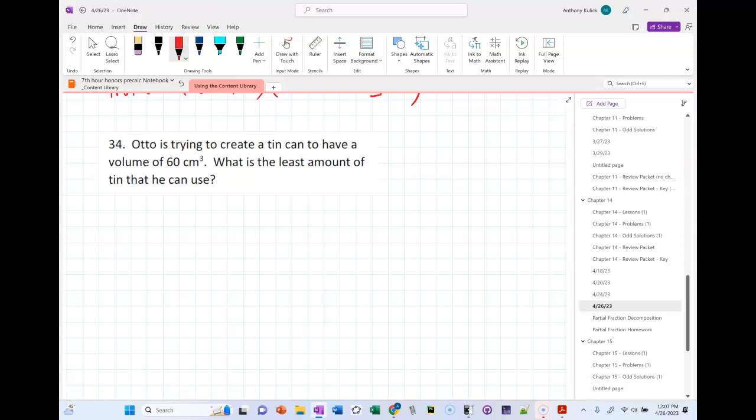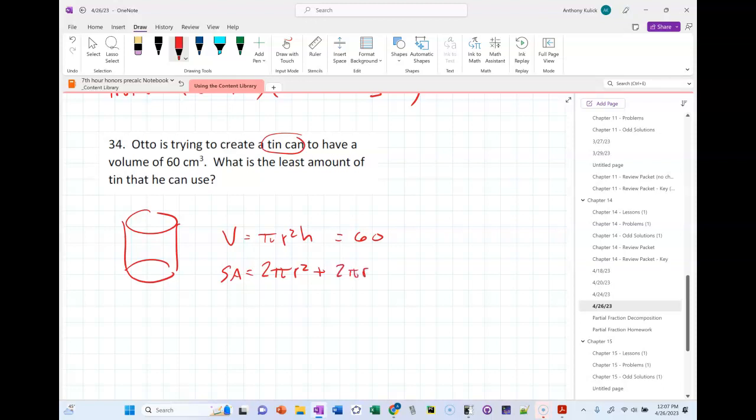All right. Say we're trying to make a tin can. Most tin cans I've seen are cylinders. I remember that the volume of a cylinder is pi r squared times height, and I know that volume has to be 60. And the surface area for a cylinder is the top and bottom, which are circles, plus the sides, so that's going to be the circumference times the height. What I want to do is, I'm asked about the least amount of tin that we can use, so that's going to be surface area.